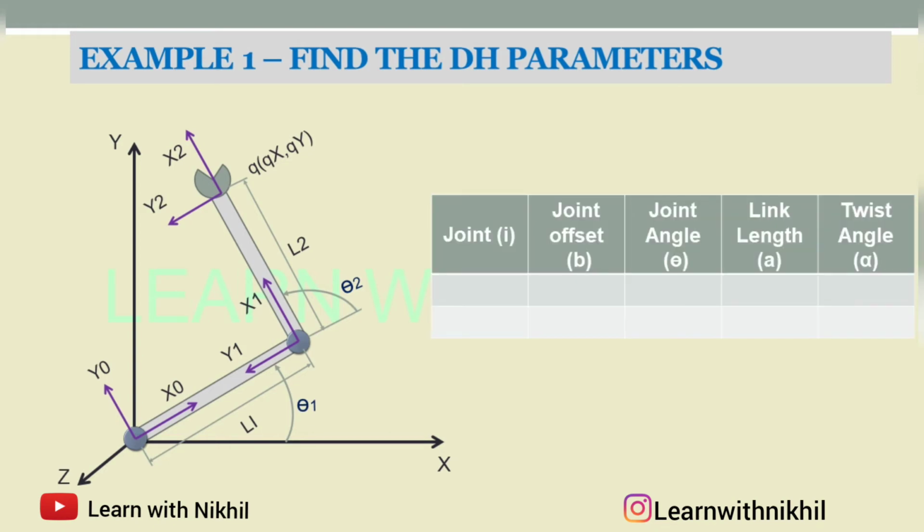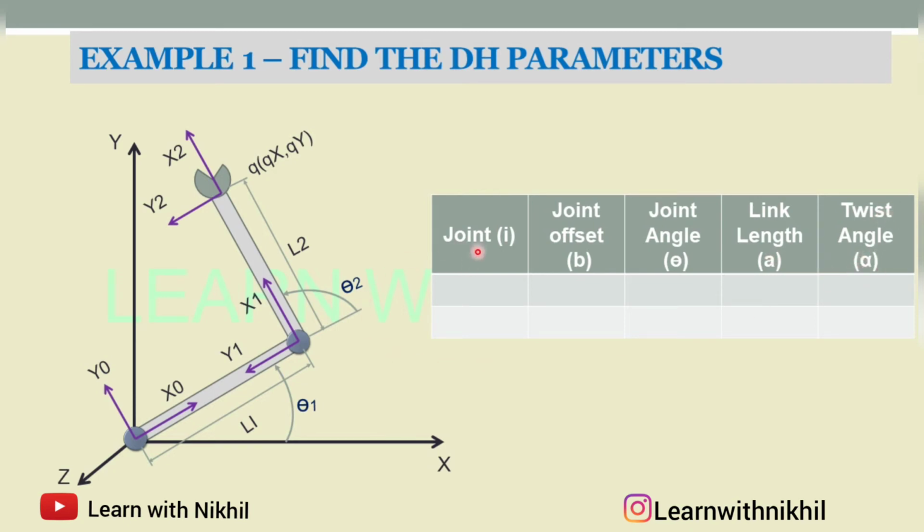Now to find the DH parameters, you have to draw this table. This table, the DH parameters, I'll explain with the Robo Analyzer software also, which will be very helpful for you to understand in a much better way. So the 4 parameters are joint offset, which is denoted by B. In some books it can be denoted by D. Joint angle theta, link length is denoted by A, and twist angle is denoted by alpha.